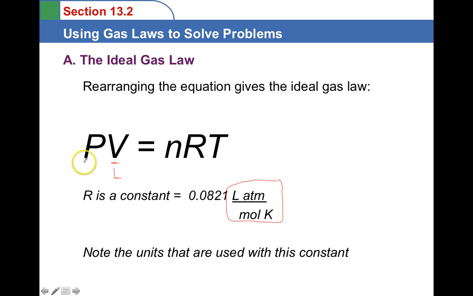Pressure is in atm. So all your units for pressure must get converted to atm if it's not already there. n is easy because that's always the moles. But if you're given grams, you must convert to moles. And then temperature must be in kelvins, and that's no different than anything else with the gas laws. Okay, that must be Kelvin.